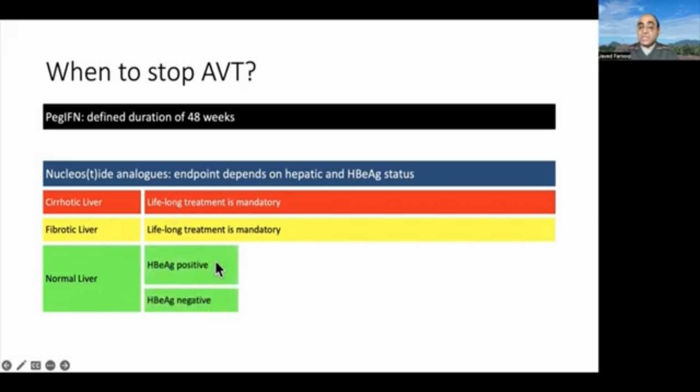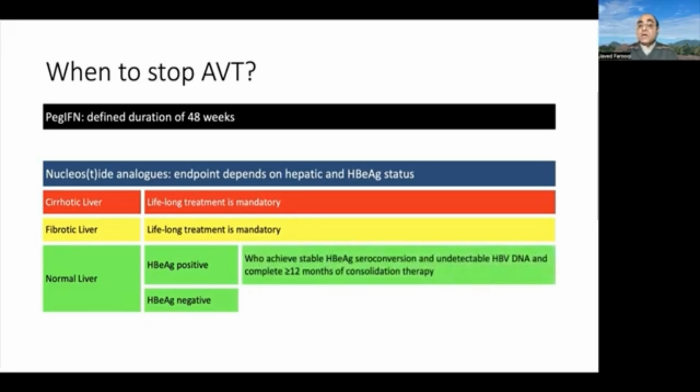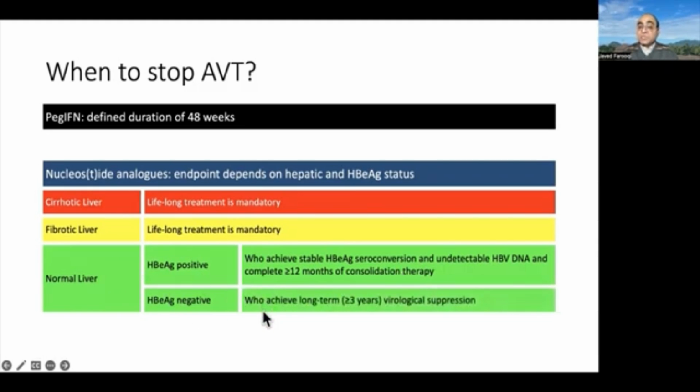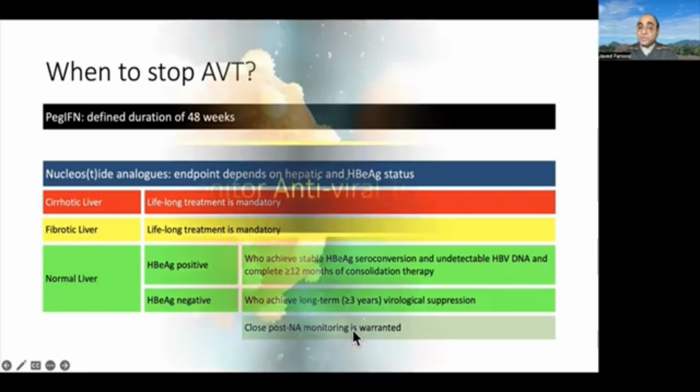In case of HBe antigen positive patients, you can stop the treatment in those who achieve stable HBe antigen seroconversion and undetectable HBV DNA and complete more than 12 months of consolidation therapy. Then you can think about stopping treatment in such patients. In HBe antigen negative patients who achieve long-term, more than 3 years, virological suppression, you can think about stopping the treatment. But remember that close post-NA monitoring is warranted in these patients.